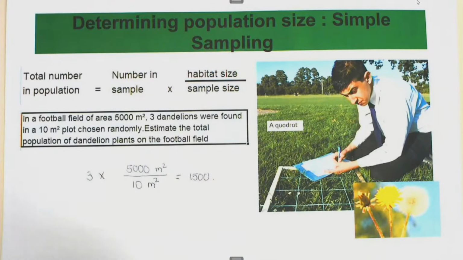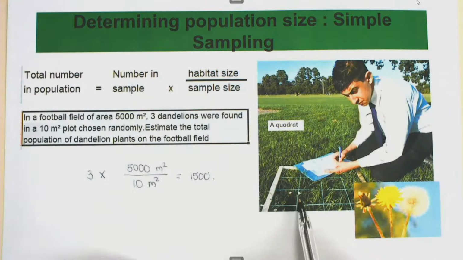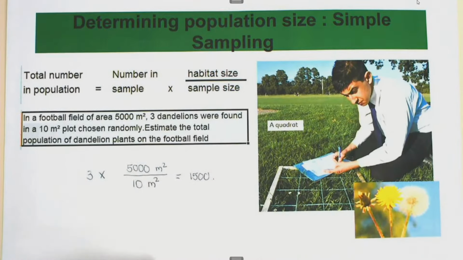So I estimate, if this is the number of dandelions in the small area, I estimate, an educated guess, that there will be 1,500 in that whole area. It's not always physically possible to go and count every single thing, especially with organisms that are not sessile. What is sessile? Meaning they are not sitting still or standing still, they move.